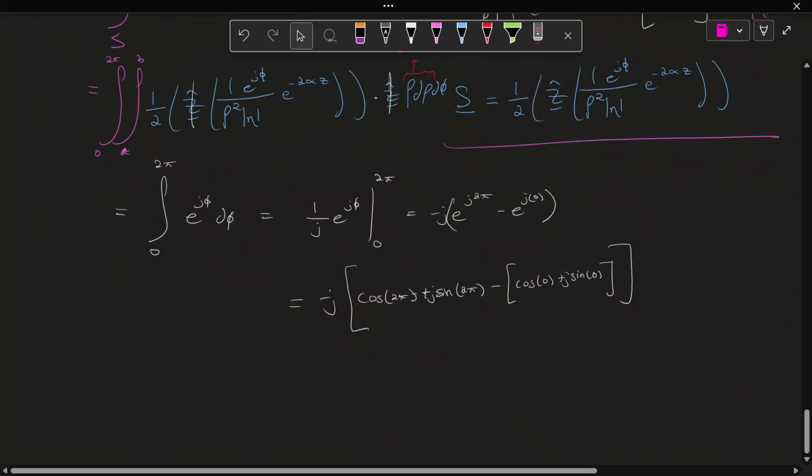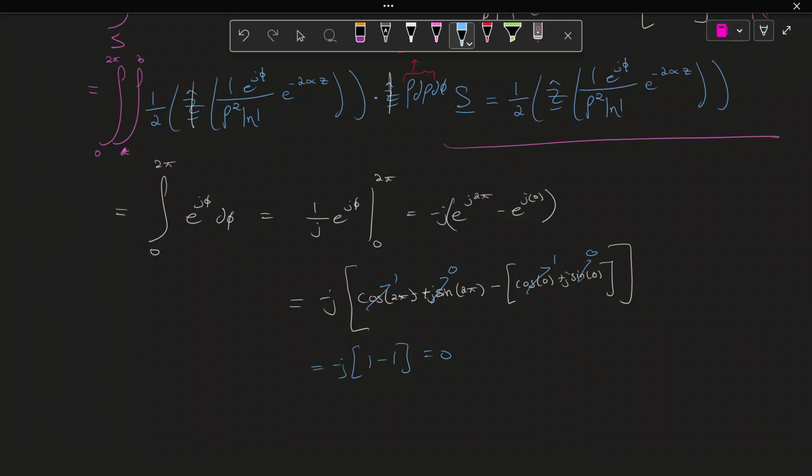Well, what do we know about this? Oh my god, this looks like, that's 1, that's 1, that's 0, and that's 0. So we have negative j times 1 minus 1. Oh, that's 0. Well, don't we take the double integral? So we should multiply this to, well, I mean, it's 0, right? We should just cancel it.